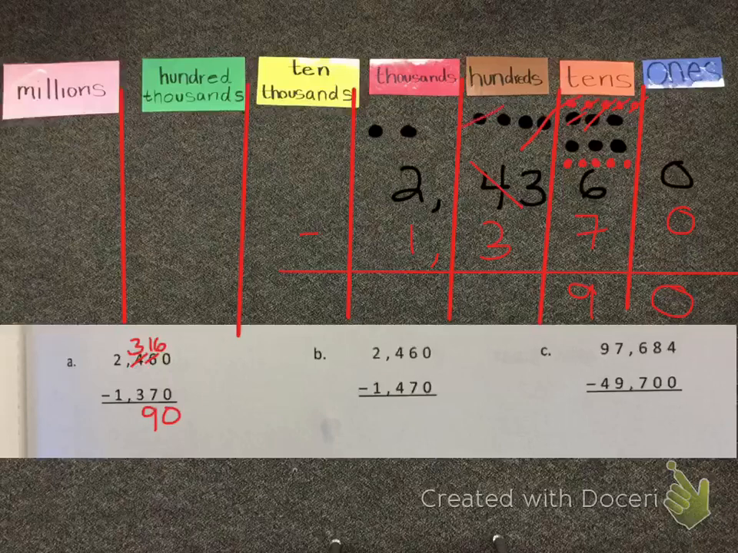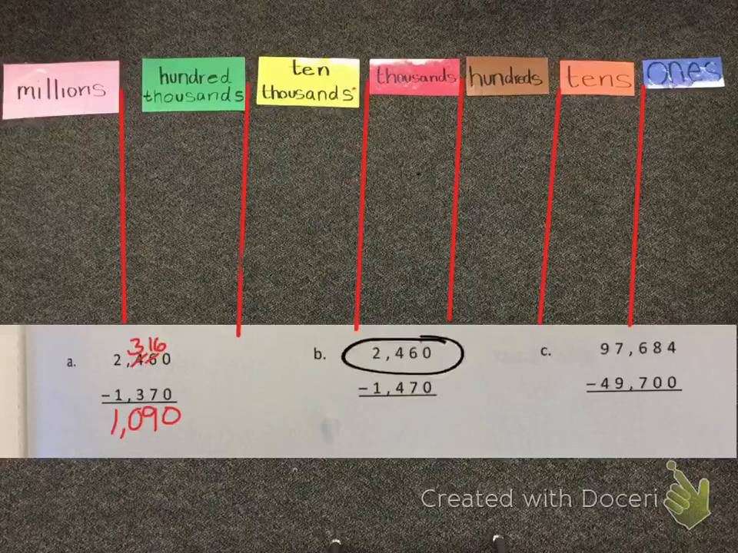And 3 subtract 3. That equals 0. And then 2 subtract 1 is 1. So our answer is 1,090. Perfect. All right, let's go on to B. Let's get some extra practice in. What you're going to realize very quickly is we are going to have to unbundle just once on B, but on C, we're going to unbundle twice. I'll show you how that goes.